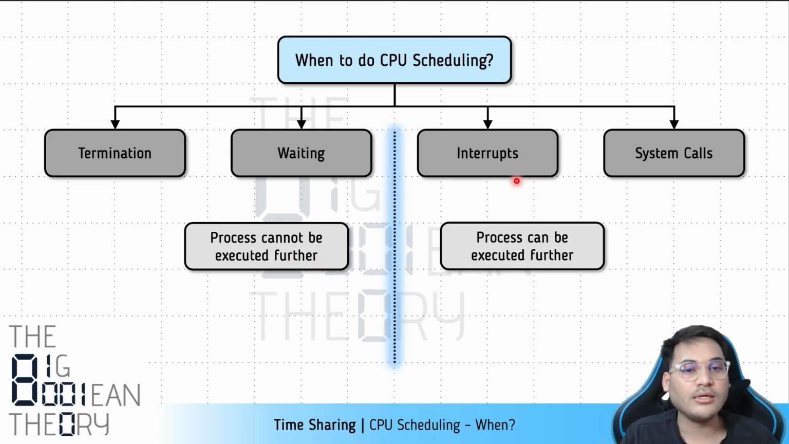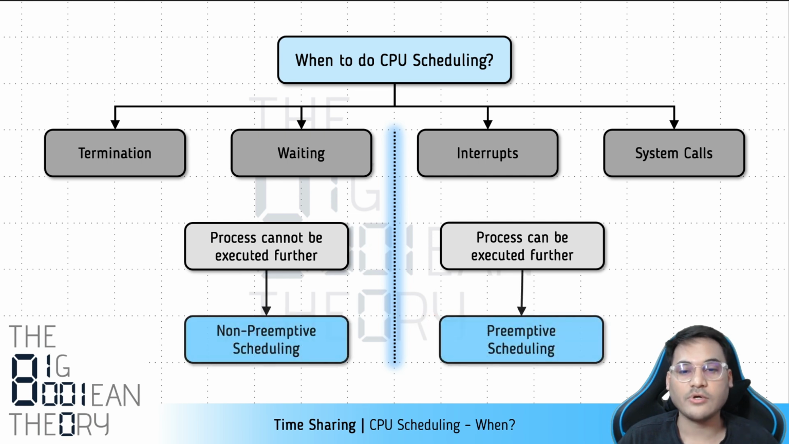But in the latter two cases, which is the process either got interrupted or it invoked a system call, in these two cases, the process can definitely be executed further. It is not blocked, it is not terminated, it has instructions left to execute. It is just the case that here the process got interrupted, right? And in this case, it has requested some service. And when that service is fulfilled, it can execute, right? So there are two cases, right? So depending on these two cases, there are two types of scheduling.